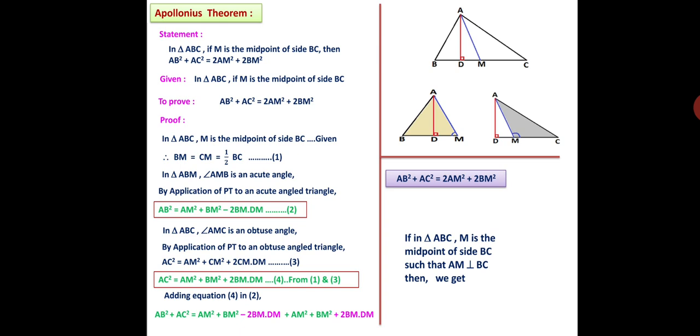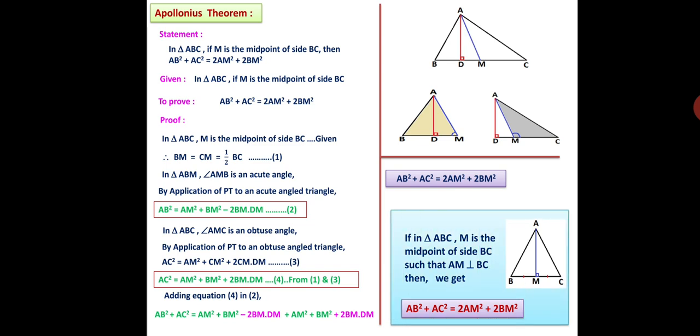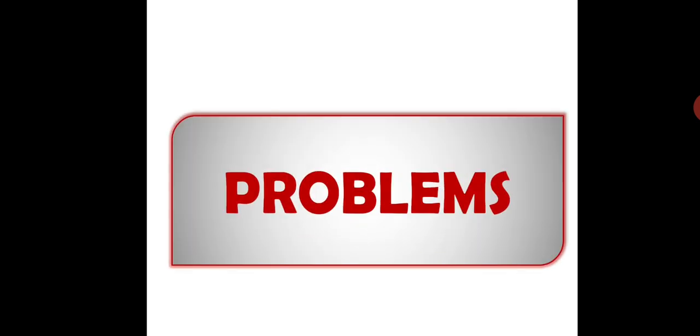So in general, if the median is itself a perpendicular like shown in the figure, AM is perpendicular to BC as well as M is the midpoint, then you are getting directly AB square plus AC square is equal to 2AM square plus 2BM square. How could it come? Just try. You will get this one by using the Pythagoras theorem. This Apollonius theorem is very important. In this Pythagoras theorem chapter, there will certainly be a question asked in the board examination. So prepare this properly. Now let us see a few problems that are based on this Apollonius theorem.